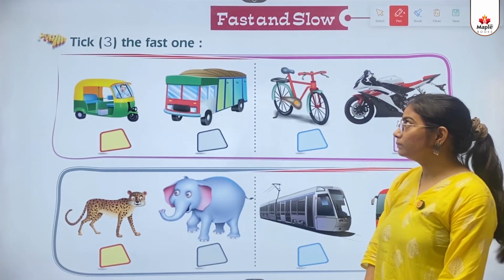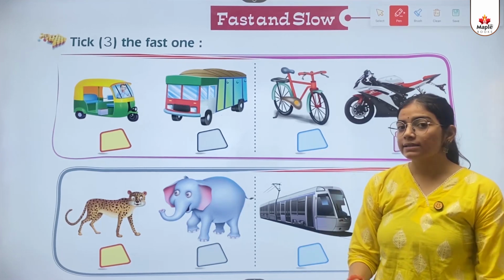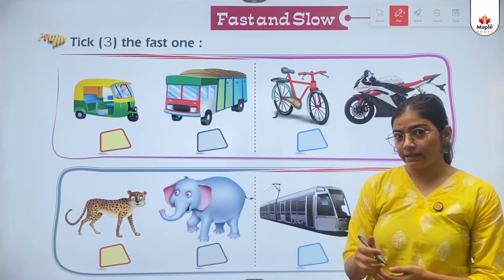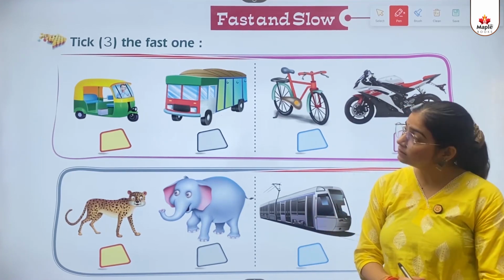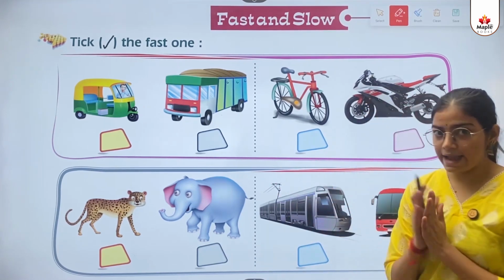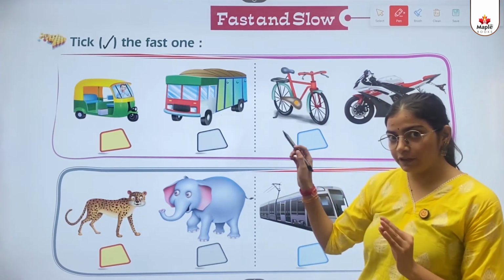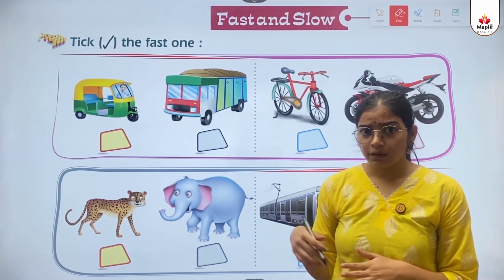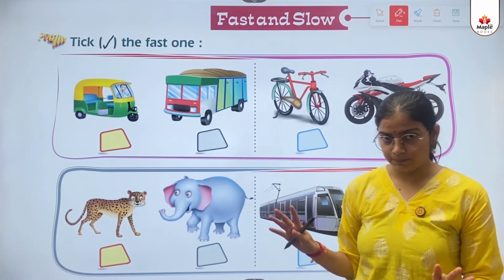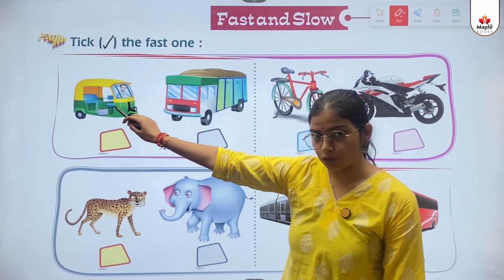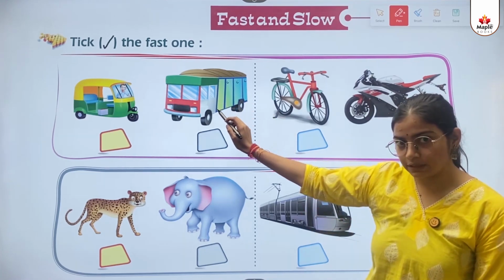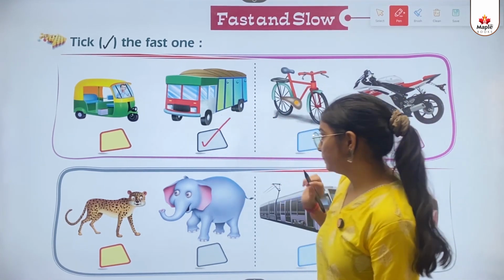Fast and slow. So, kids, fast means something that is at a fast speed and slow means something that is at a slow speed. Take the fast one. So, kids, in this exercise, we need to compare the vehicles or the animals given. We need to compare the faster one and tick on that picture. Here the first picture given is an auto and another is a truck. Tell me which one is faster? Truck is the faster one. So, we'll tick on this picture.